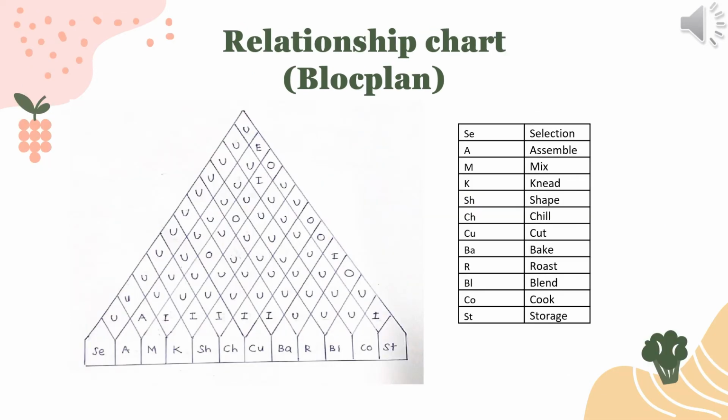A new relationship chart is constructed based on the from-to chart table of the block plan that we have shown before. And as we can see, there is only one letter A, which is for the departments of assemble and mix. It has the high priority to be placed next to each other.